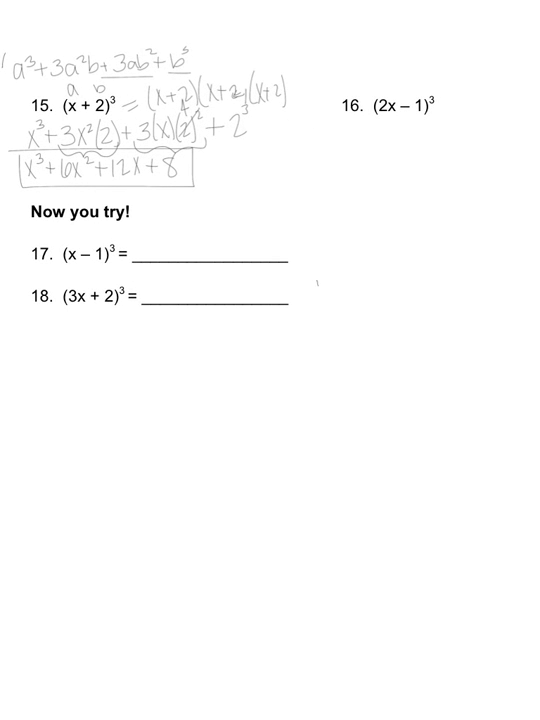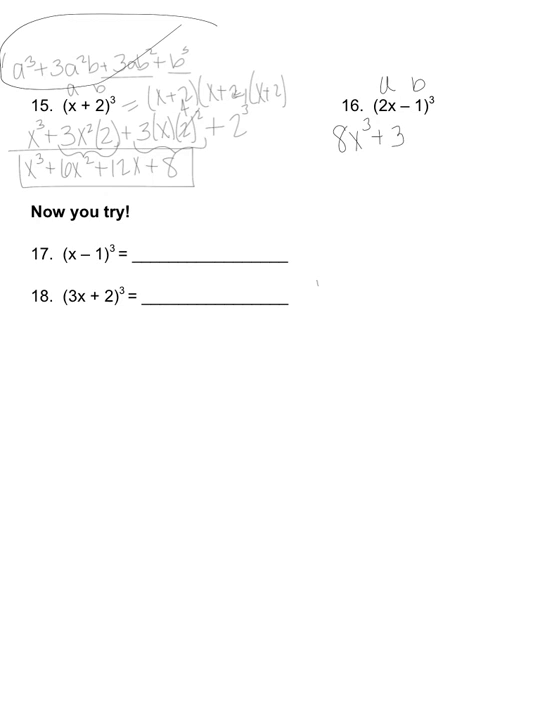Okay, let's look at 16. Notice we have a binomial cubed. I'm going to use the formula again. So here's our formula. So we're going to cube the a. Our a is going to be 2x. Our b is going to be negative 1. So when I cube 2x, 2 cubed is 8. X cubed is x cubed.